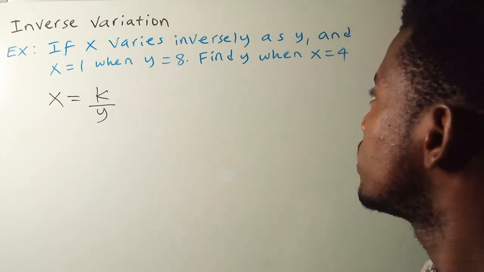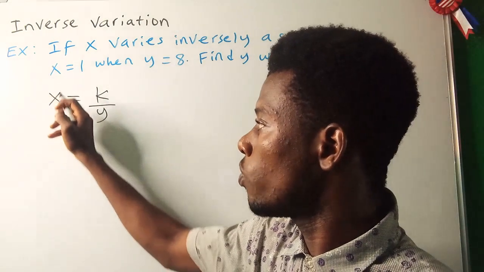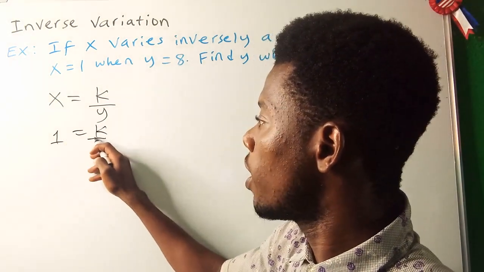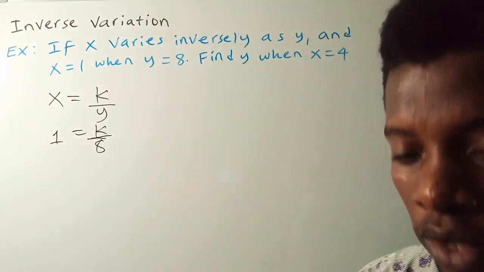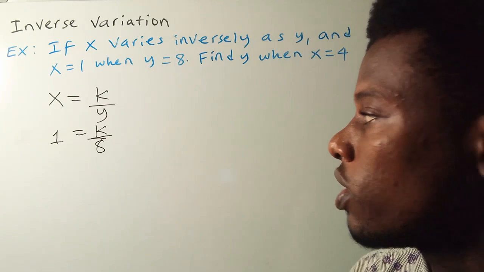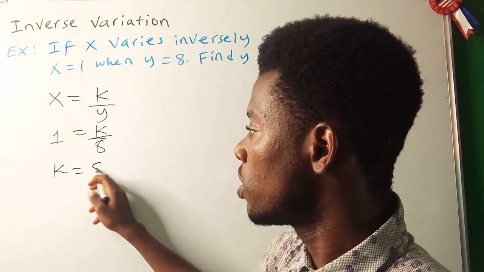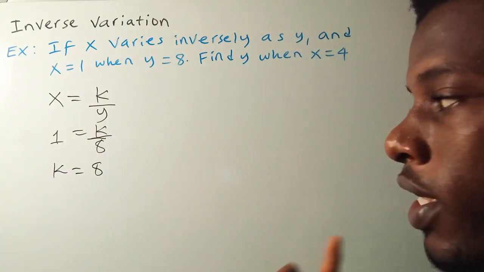Now we're told that x is equal to 1 when y is equal to 8. So replace x with 1. So 1 is equal to k over y, and at x equal to 1, y is equal to 8. Then you solve for k by cross multiplying. So k will be equal to 8 times 1, that's 8. So the constant that relates x and y is 8.